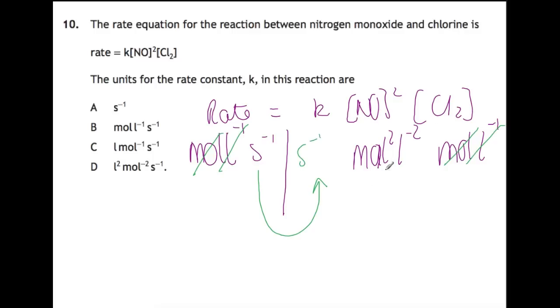And we need something to cancel this out, so we simply invert both of these. So we'll have mole to the minus 2 and then litre squared. So you're just inverting these units. That means that if you wanted to, you could now cancel all of the units down, and that means you have the right units for K. Now I've written them in a slightly strange order here, so you just need to find which one it is here, and it's D.